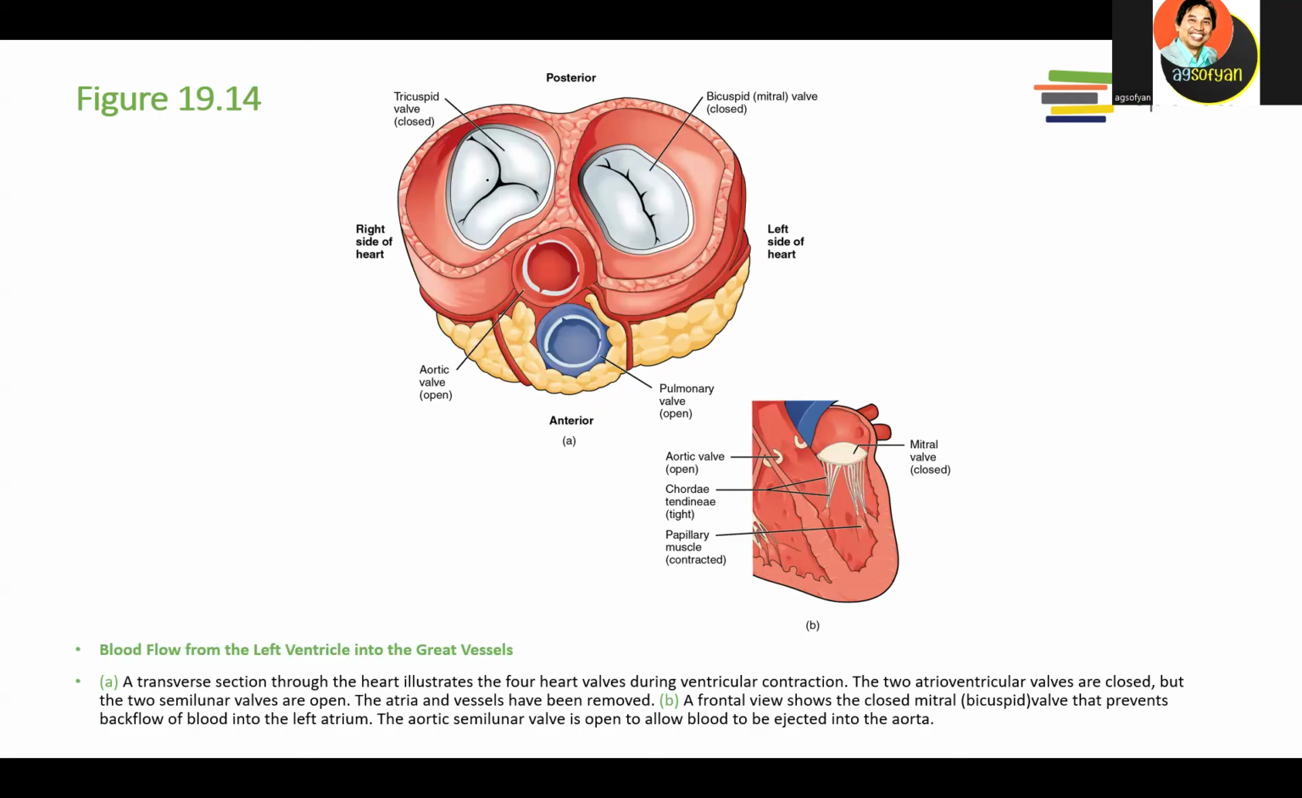Look at this one. The two top over here, the tricuspid and bicuspid, are closed. Why are they closed? Because the aortic and pulmonary valves are open. So when those are open, the top ones will be closing. And this is the time when the blood is actually pumped from the ventricles to the whole body and also to the lungs.